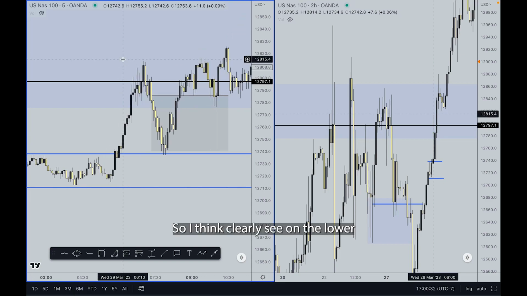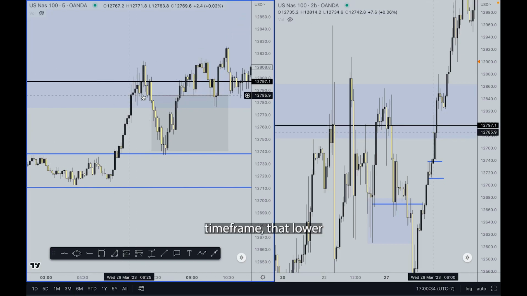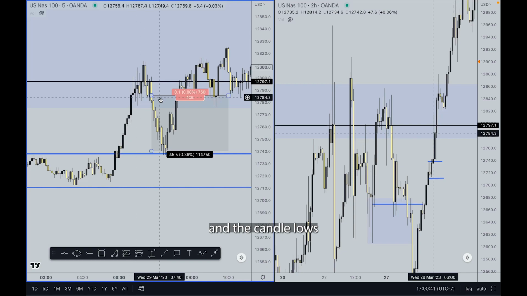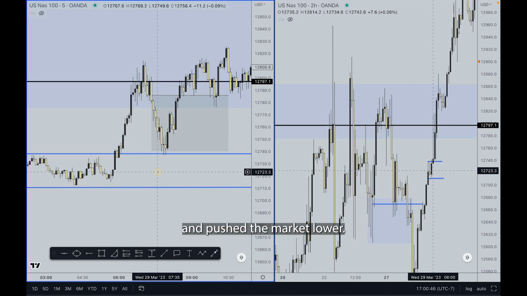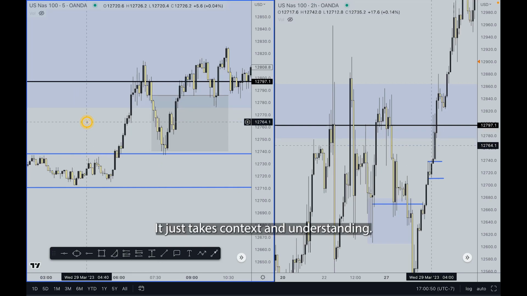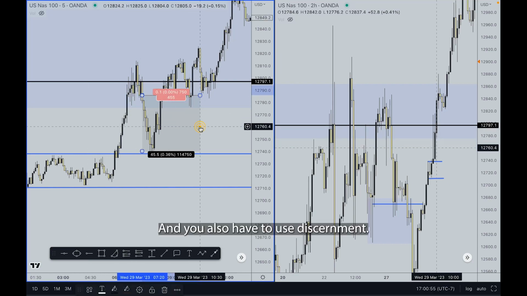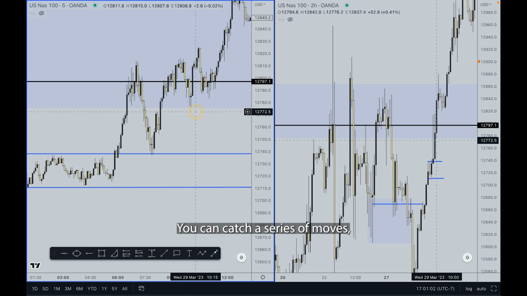All right, so as you can clearly see, on the lower time frame, that lower time frame level of support was broken right after you saw that retest of resistance and the candle lows being broken. That momentum stepped in and pushed the market lower. Okay, this very easy trade setup. It just takes context and understanding, and you also have to use discernment. You don't have to catch every single move, and in fact, it's not even possible to catch every single move. You can catch a series of moves, but you're not going to be able to catch every single trade, guys.